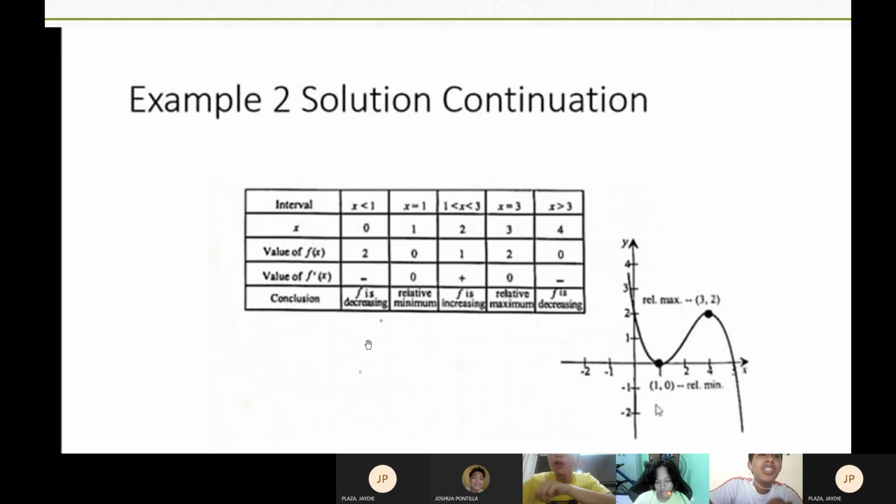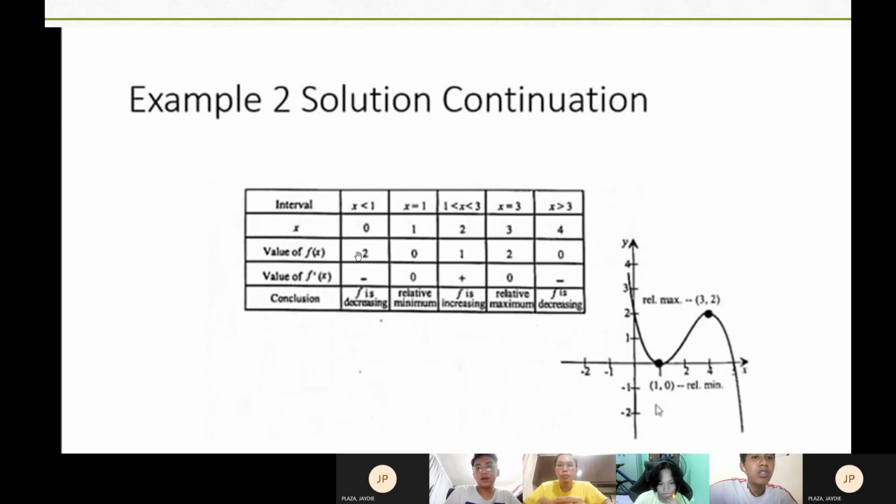Ayan. So, simula. Di ba ang sabi kanina, if x sub 1 is less than x sub 2, increasing siya. Pero if x sub 2 is greater than x sub 1, decreasing. So dito, kaya yung sa value dito sa x less than 1, kaya negative siya, decreasing. Kasi nga, mas mataas yung 2 doon sa 1. Gets nyo?